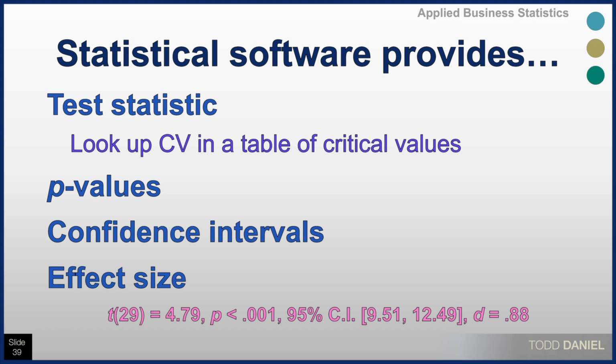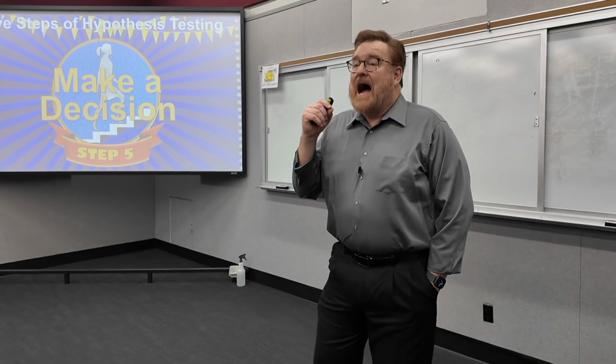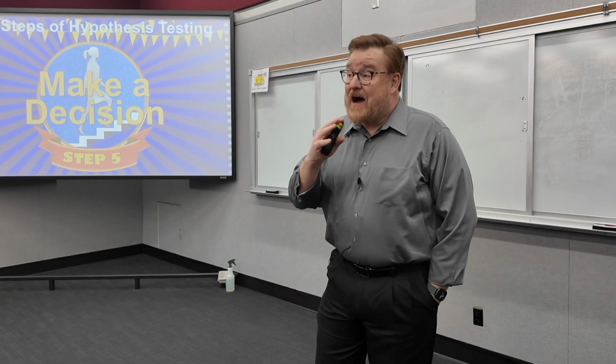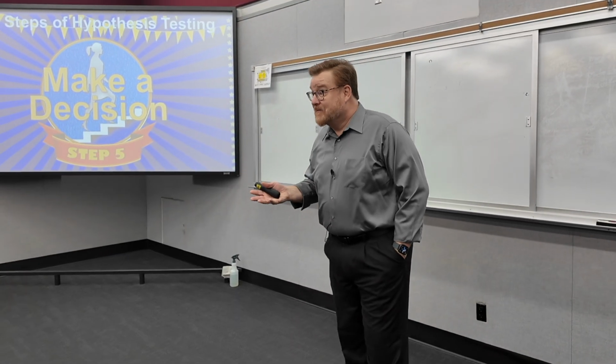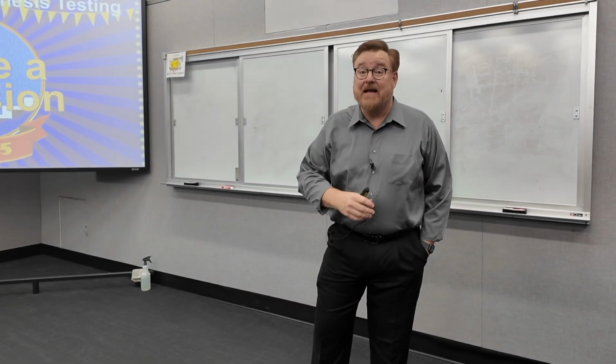Here's one way that I might write up those type of results right here at the bottom with our t with 29 degrees of freedom. Okay. I run the statistics, and now for step 5, I interpret. What did I find? Let me make it all make sense to you.